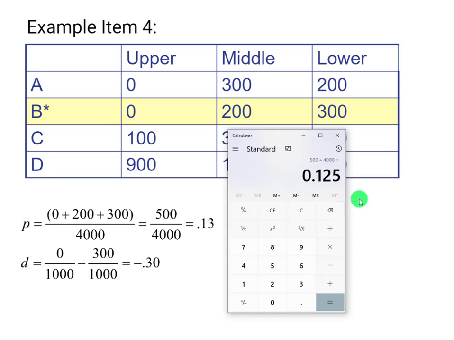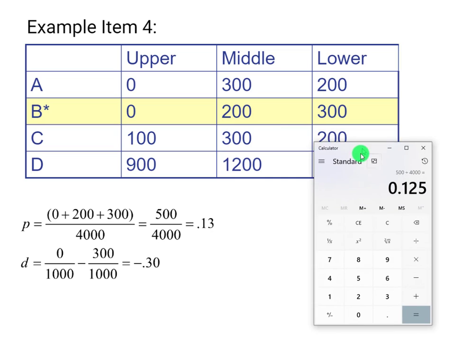13% of my students got the answer correct. It's looking like a very difficult item right now. Now let's look at the discrimination.